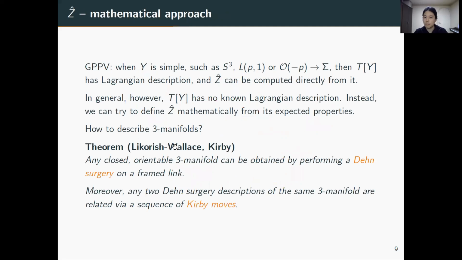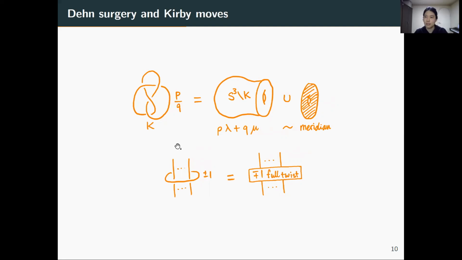So the theorem of Lickorish and Wallace says that any 3-manifold can be described as a Dehn surgery on a link. So instead of trying to visualize 3-dimensional spaces, we can just imagine a knot or a link inside S3, which are labeled by some integers or rational numbers.